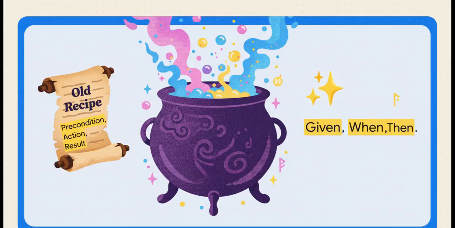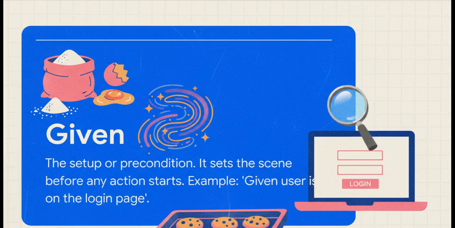On the left, we have our old, boring recipe words: precondition, action, and result. Yawn. But on the right, we have our magic spell words: given, when, and then. All we have to do is translate the old words into the magic words. It's that simple. So let's start with our first magic word.